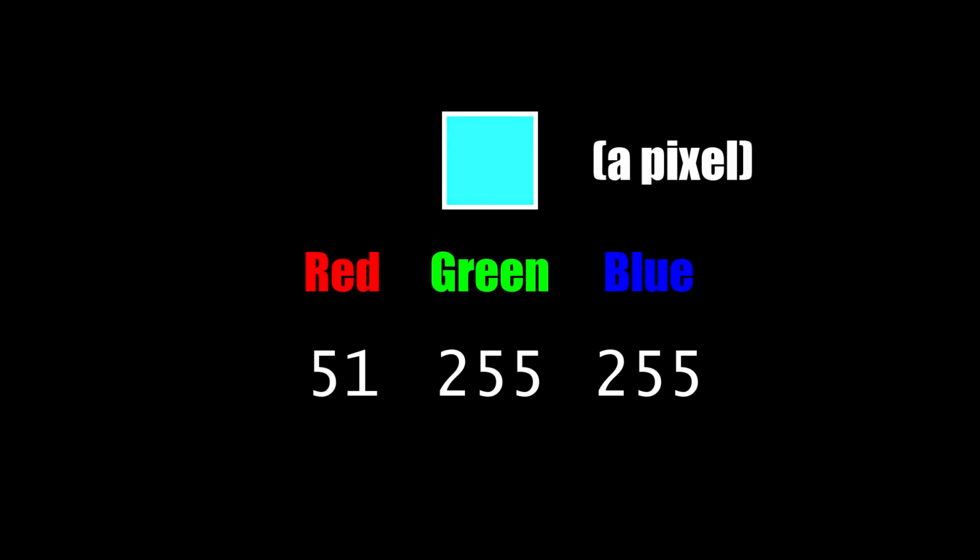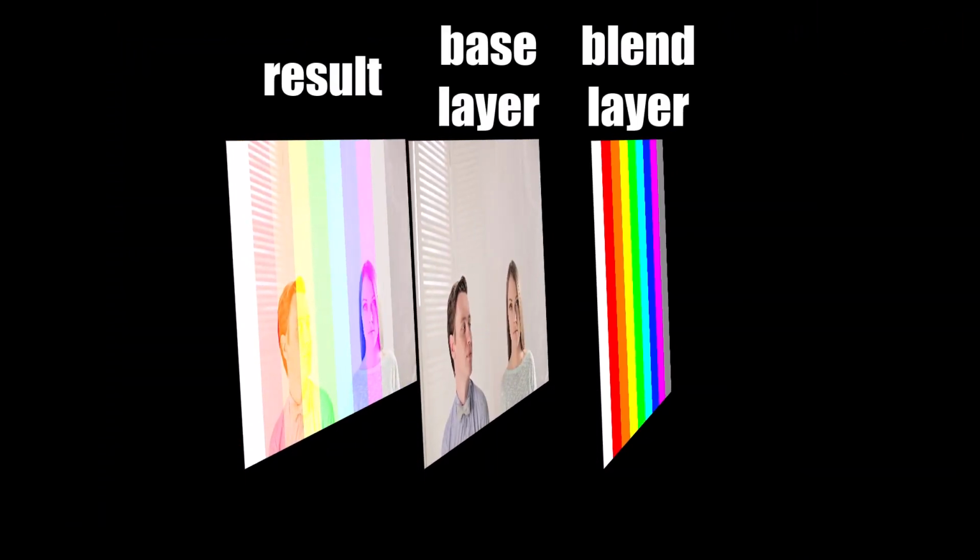The reason this is important is that blend modes work directly with those color values. Each blend mode represents a simple mathematical operation between the colors of the top media, which we'll call the blend layer, and the colors of everything beneath it, which we'll call the base layer.